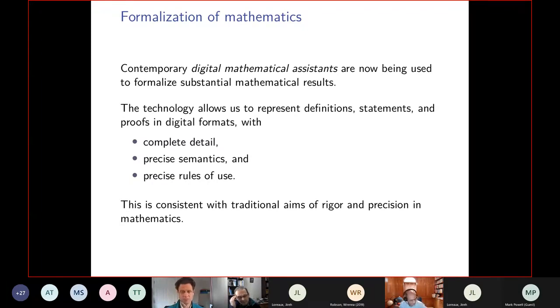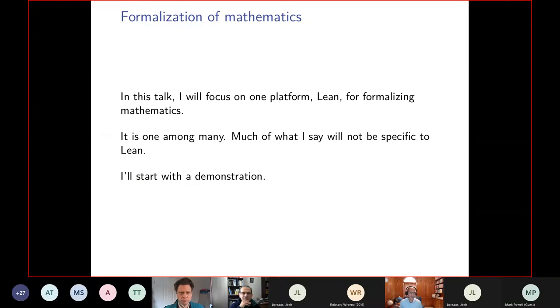So there's a sense in which this is brand new. It's very new to mathematics. But there's a sense in which it's not new at all. Mathematics has long been about being very rigorous and precise, and this is just a technology that lets you be very rigorous and precise. So it's a technology that supports what we've been doing all along.